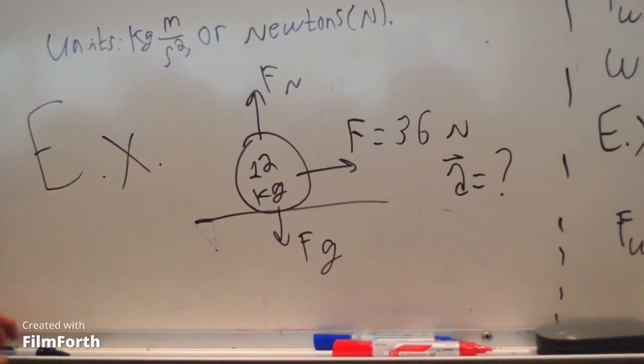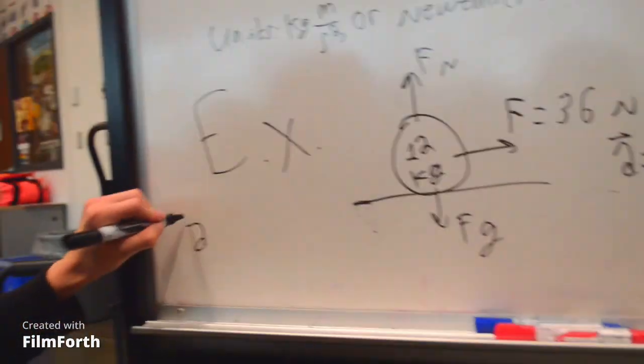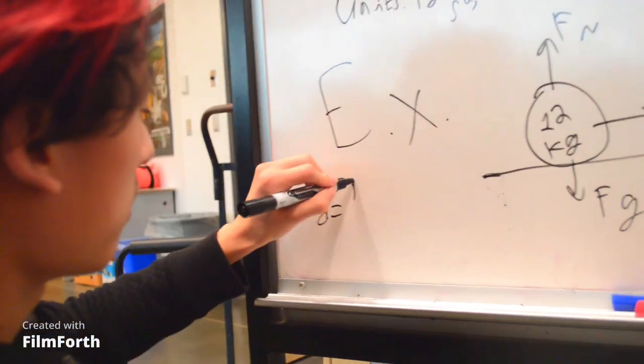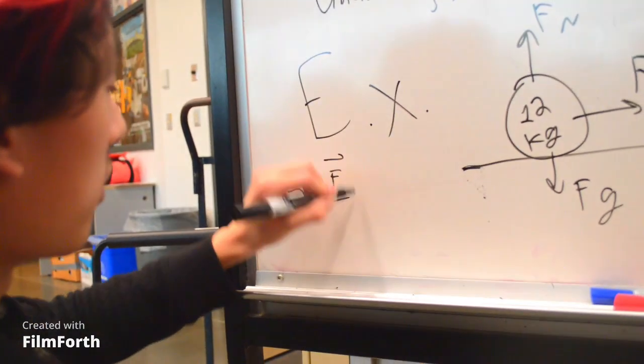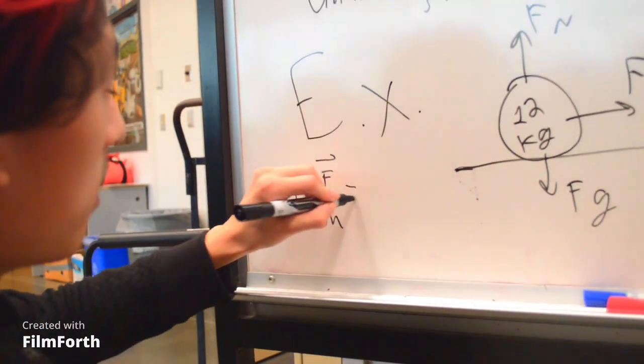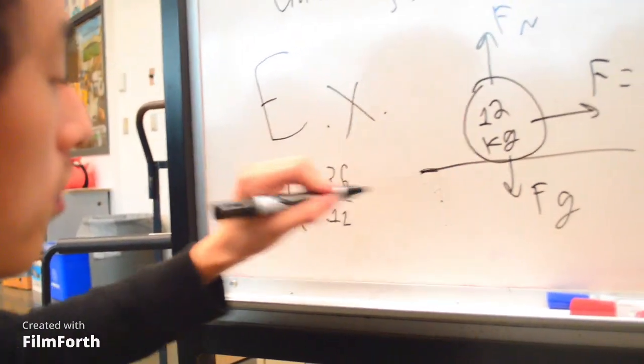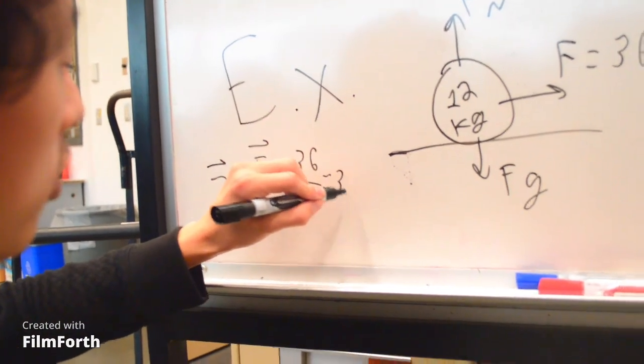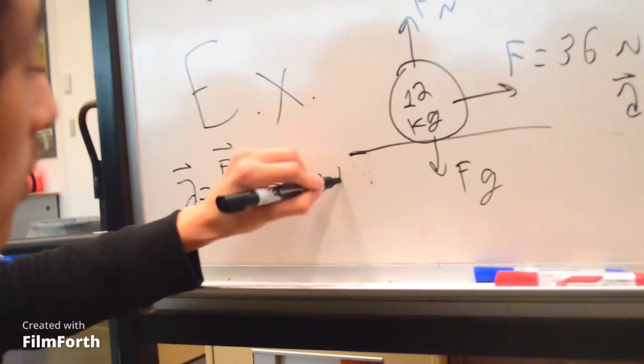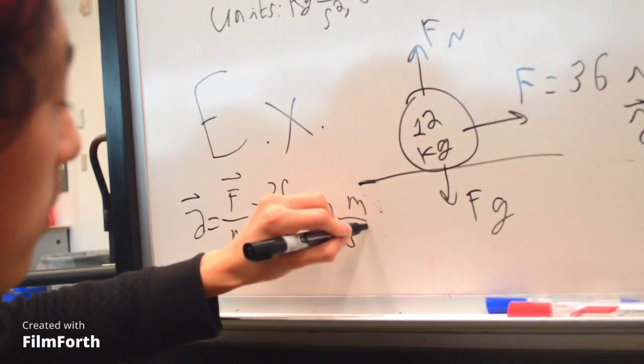So that is my net force. So our acceleration will be the applied force, F, divided by the object's mass, 12 kg. 36 divided by 12 gives me 3, but 3.0 because of significant digits. 3.0 meters per second squared. This is not force, this is acceleration.